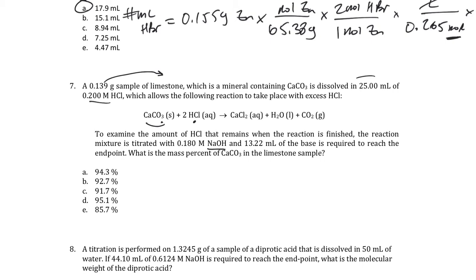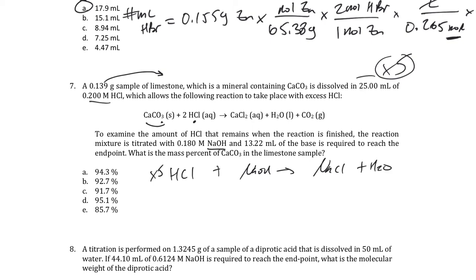How do I know I'm adding an excess? Well, the remaining solution is titrated with base, and it takes 13.2 milliliters of the base to completely react with it. So I'm titrating the excess HCl plus sodium hydroxide to go to sodium chloride plus water. And so I can figure out how much of the HCl is in excess.